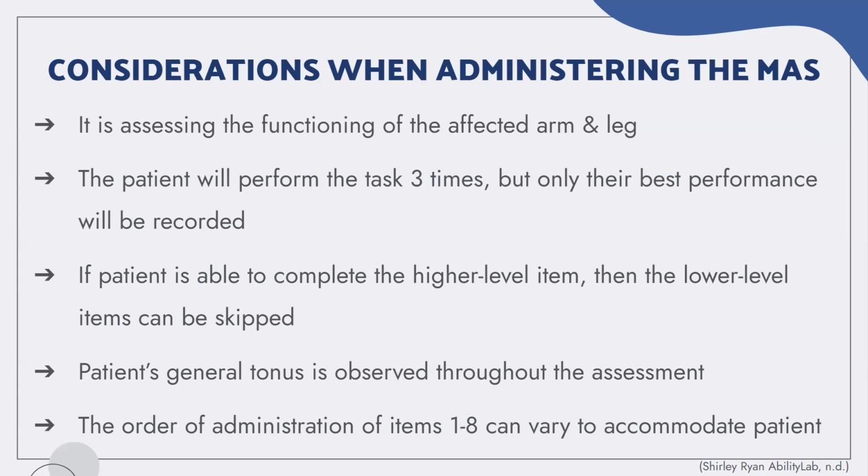The patient's general tonus is observed throughout the assessment. General tonus is the presentation of tone within the patient's arm, which is further defined as hypertonus, hypotonus, or consistently normal. It's stated on the instructions or scoring sheet that the test is intended to look at the patient's ability to move with low tone or in a synergistic pattern, and finally move actively out of that pattern into normal movements. So this is why it's critical that the general tonus is observed throughout the administration of this assessment. And the order of administration of items 1 through 8 can vary to accommodate the patient's needs.